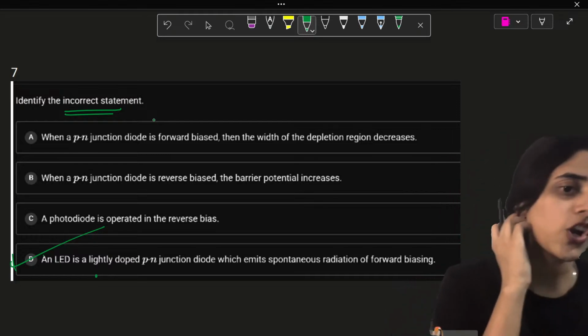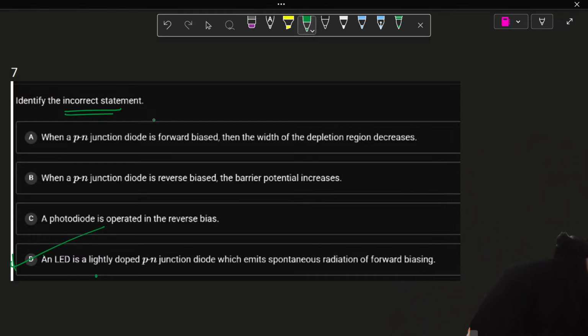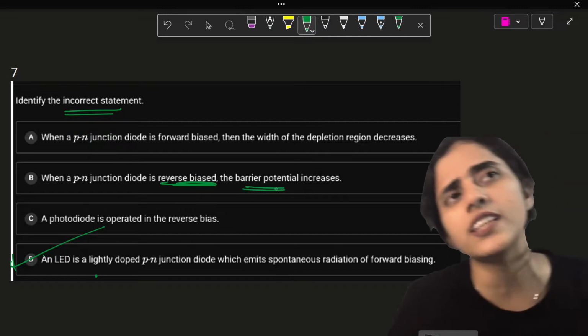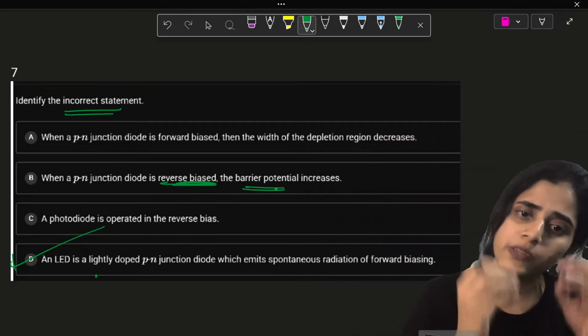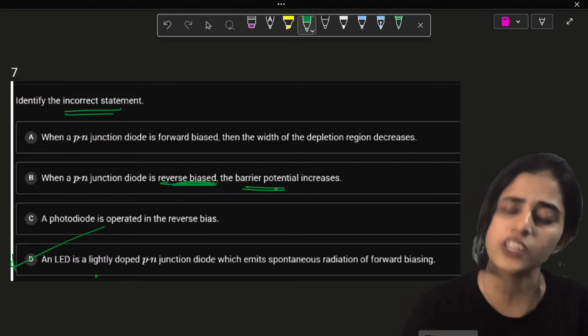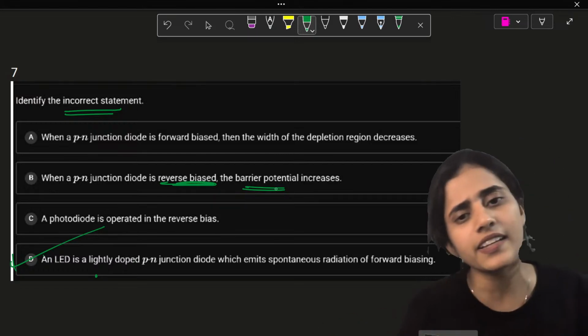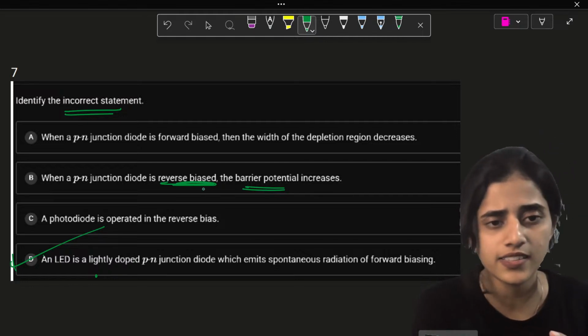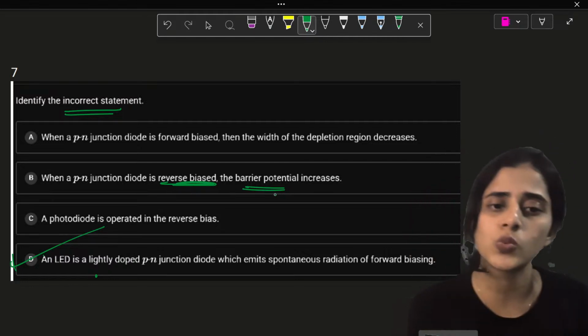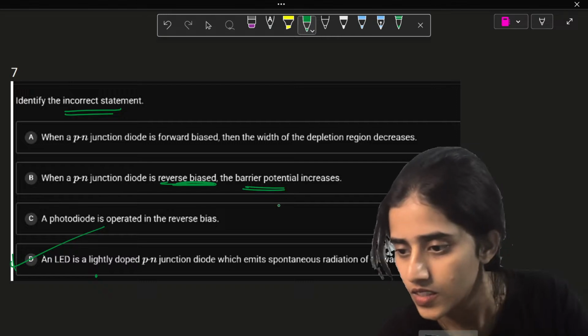Now, the second option, option B, is when a PN junction is reverse biased, right? So, when a PN junction is reverse biased, what happens? The depletion region would widen. It would be very big. And so, barrier potential is actually the built-in potential. It's the property of the diode itself. That might increase. You don't have to consider that. But when it is reverse biased, it will increase.